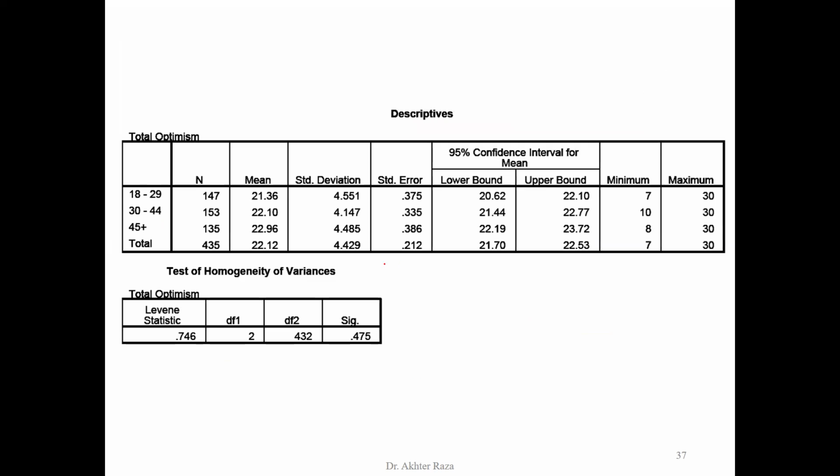This is our first result, the descriptive measures. These are the sample means. You can see the age groups: age group 1, the younger one, the middle one, and the older one.